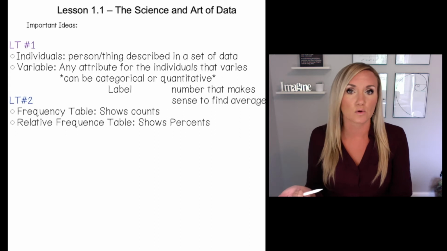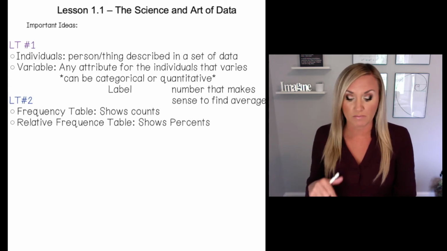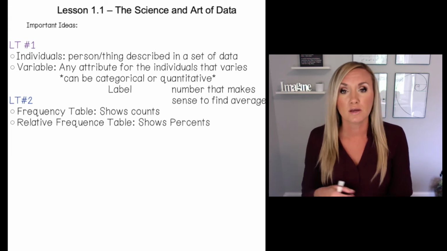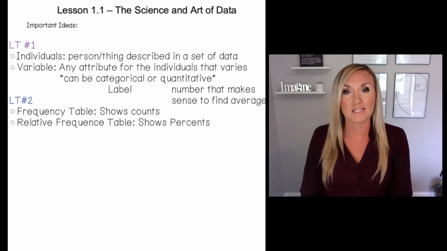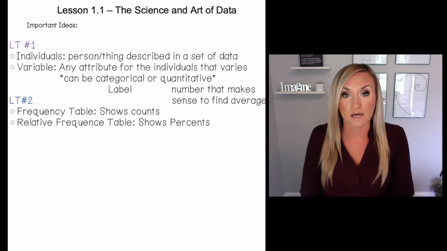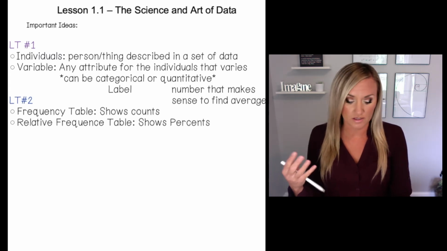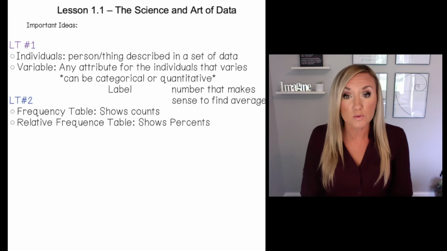So think of categories, right? A category is like a label, which is written below. And then quantitative is a number that makes sense, like to find the average. And so you want to look to see, can you label it, or is it something that is more based on numbers? Okay, and then the second little learning target here is a frequency table.